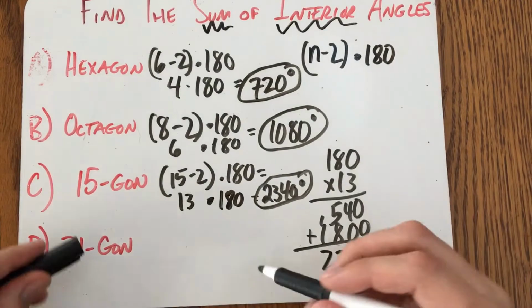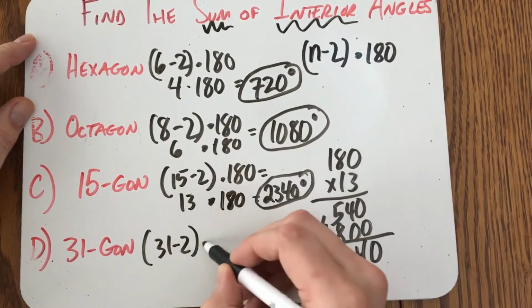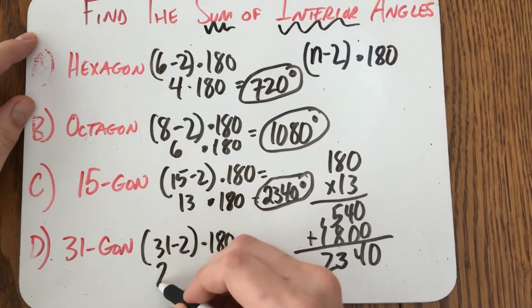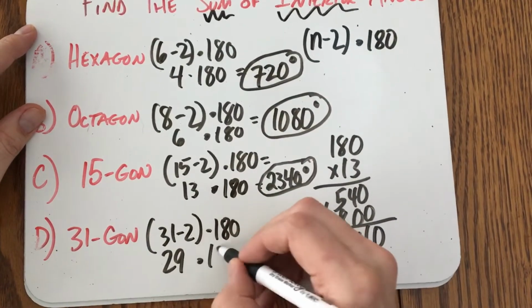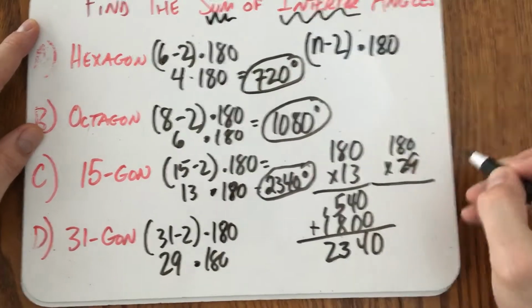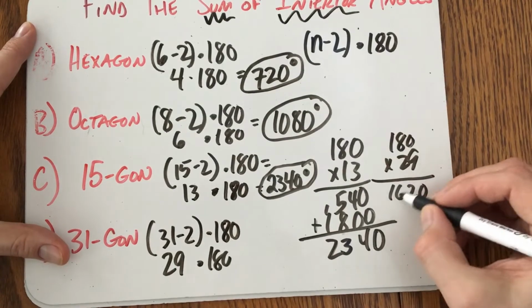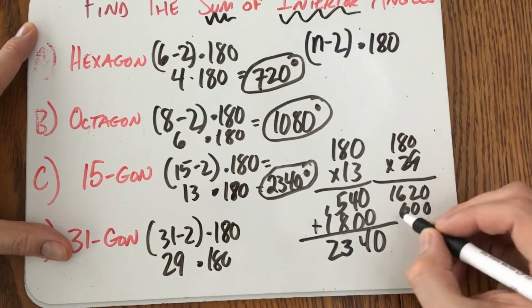You can see why a calculator is definitely recommended so you don't make any goofy mistakes like I just did. And then another one, a 31-gon. Now this one's going to be pretty intense. 31 minus 2 times 180. 31 minus 2 is 29. So this is 29 times 180. We're going to see if I can do this one without messing it up. Okay, 0, 2, 7, 16, 0, 0, 6, 3.